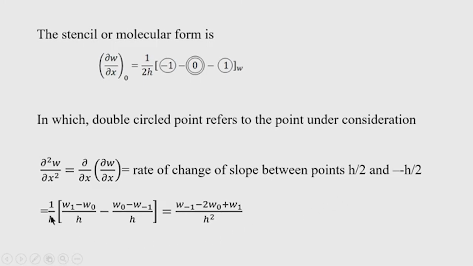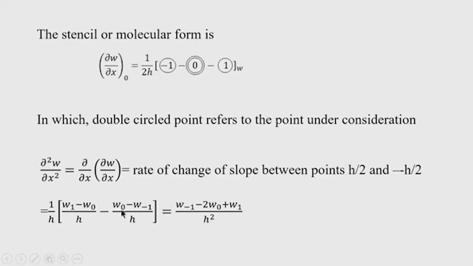So, h appears here, and if we consider the node 0, towards the right hand side the other deflection value is w1. So, w1 minus w0 divided by h, and then the change towards the left, w0 minus w minus 1 divided by h. After simplifying this expression, it can be written as w minus 1 minus 2 w0 plus w1 divided by h square. So, you are getting the second derivative, that is the curvature of the deflected surface.